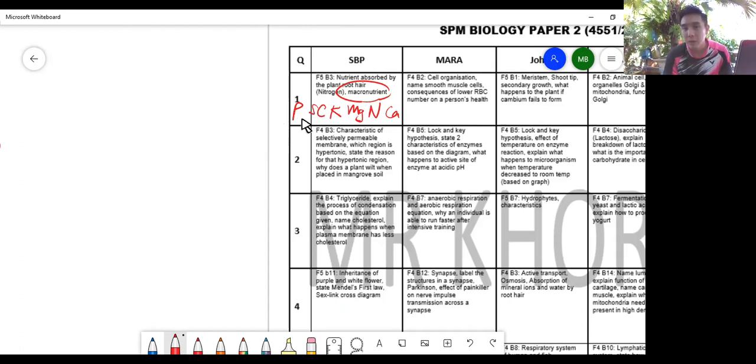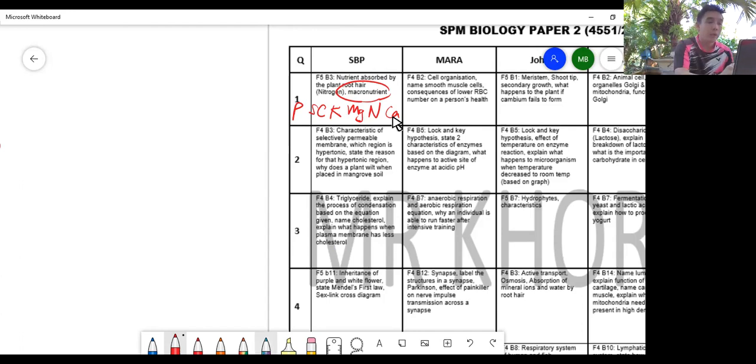Macronutrients: phosphorus, sulfur, carbon, potassium, magnesium, nitrogen, and also calcium. So guys, you can do active revision this way.